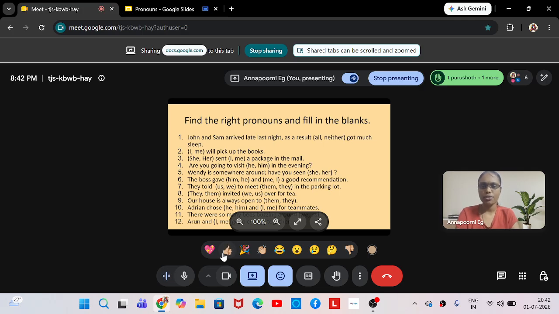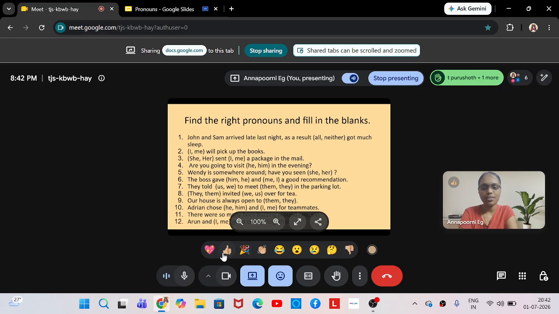Savitri ma'am, you can try the seventh one. They told us to meet them in the parking lot. Very good. So next, Shabna, eighth one. They invited us over for tea.